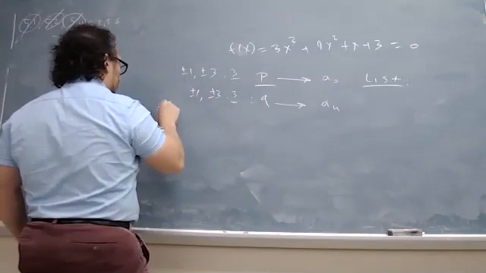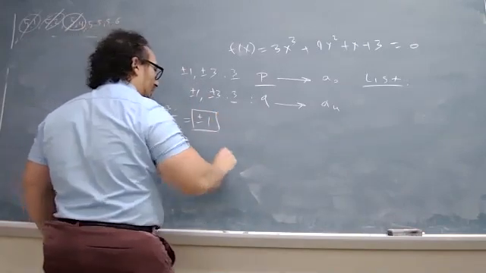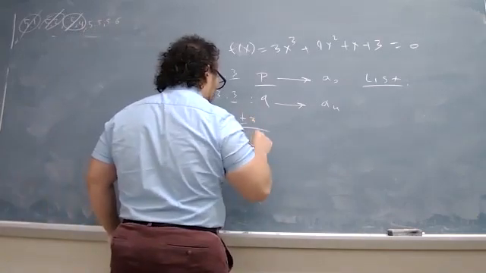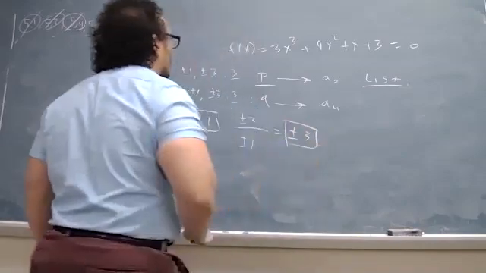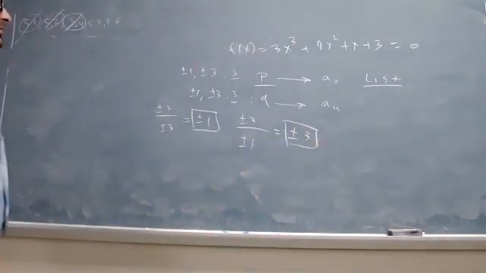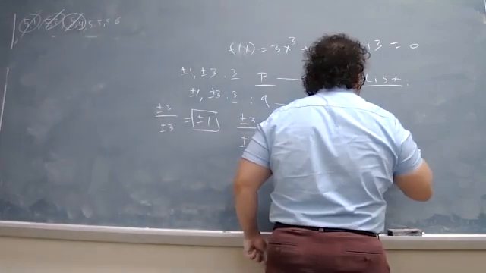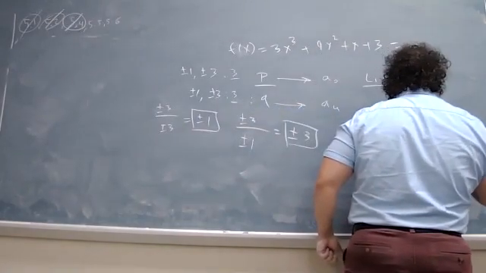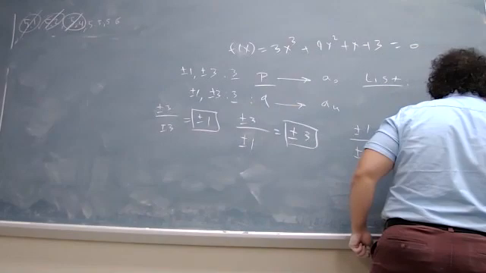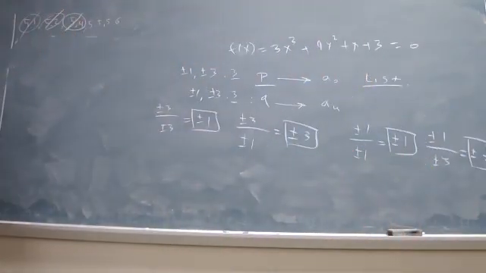So p over q is plus or minus 3 over plus or minus 3, which is equal to plus or minus 1. This is one of them. It's plus or minus 3 all over plus or minus 1, which is equal to plus or minus 3. And then it's plus or minus 1 all over plus or minus 1, which is equal to plus or minus 1. And it's plus or minus 1 all over plus or minus 3, which is equal to plus or minus 1/3. So we have 1, 2, 3 distinct possible rational roots.